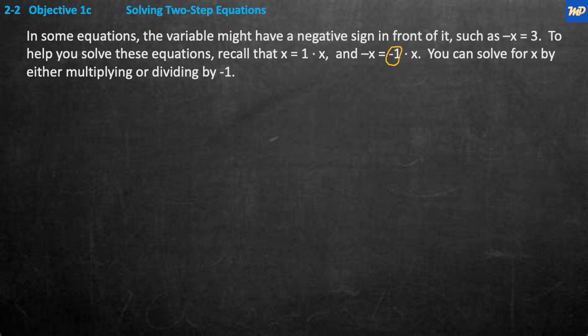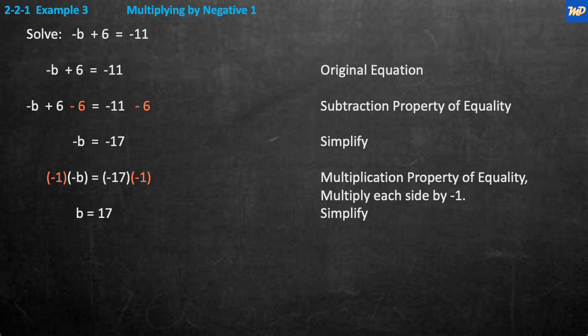It's in the multiplication scenario, but it means negative 1. So you can solve for x by either multiplying or dividing by -1. You can multiply or divide, it's not going to make a difference, because 1 is unity. You can divide by 1, multiply by 1, multiply by 1 over 1, it's still 1. No matter what you do, it's always 1. And you can multiply or divide by -1 to get rid of the -1 that you don't want. So here we are at example 3, multiplying by -1.